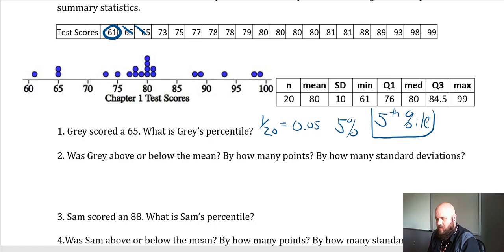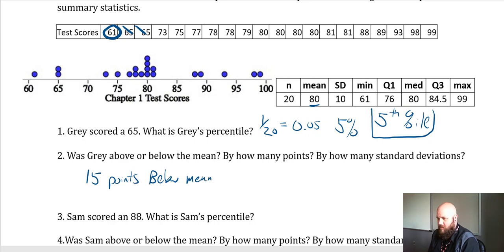Okay. Was Gray above or below the mean? By how many points? By how many standard deviations? Well, 65 and the mean is sitting right at 80 according to the mean scale right here. So we're going to say that he is 15 points below the mean.